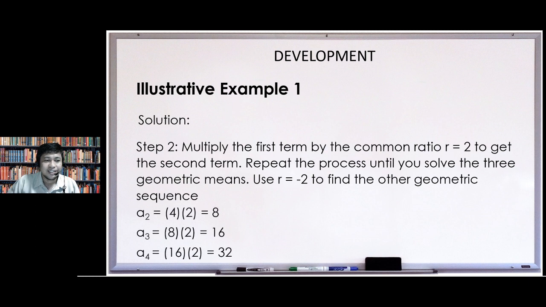So we have now, for the second term, or a sub 2, since the first term is 4, we will be multiplying that by 2. So we have 8. Then for the third term, that is 8 times 2, and that will give us 16. Then next, 16 times 2 will give us 32.